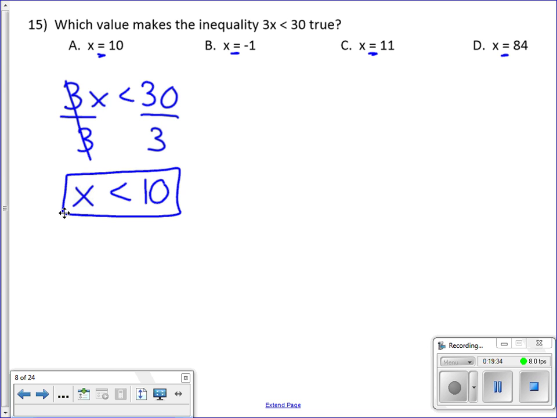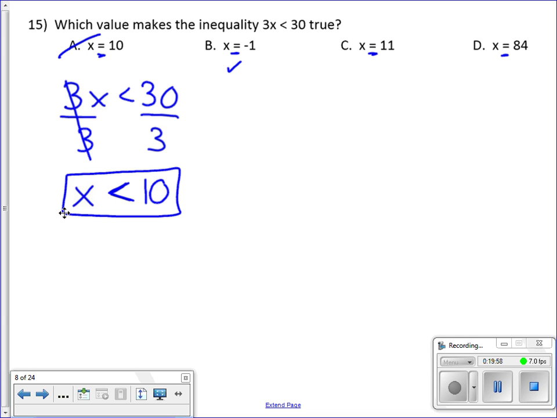So x has to be equal to what then? Can it equal 10? No, because we clearly said right here that x is less than 10. So it cannot equal 10. This one's out. Can it equal -1? Well, is -1 less than 10? It is. So this one I like. I'm going to put a little check mark here. I like that one so far.